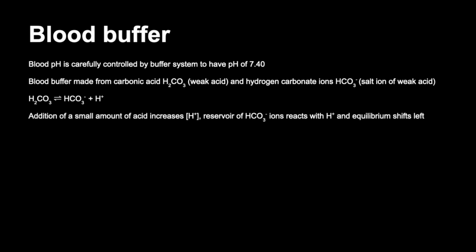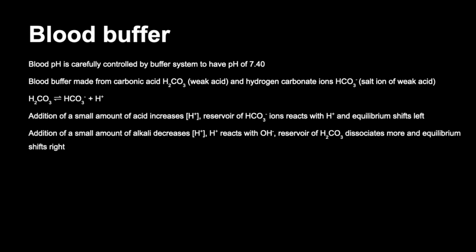And if you add a small amount of acid to the buffer system, you're increasing the H plus concentration. So that store, or reservoir you could call it, of HCO3 minus ions will react with the H plus ions and send the equilibrium over to the left, and that'll restore the pH. And if you add a small amount of alkali to the blood buffer, that's going to react with the H plus ions, so decrease the H plus concentration, and therefore the reservoir, the store of H2CO3, will dissociate more to replace the lost H plus ions. Equilibrium shifts right, and the pH of the blood is maintained.